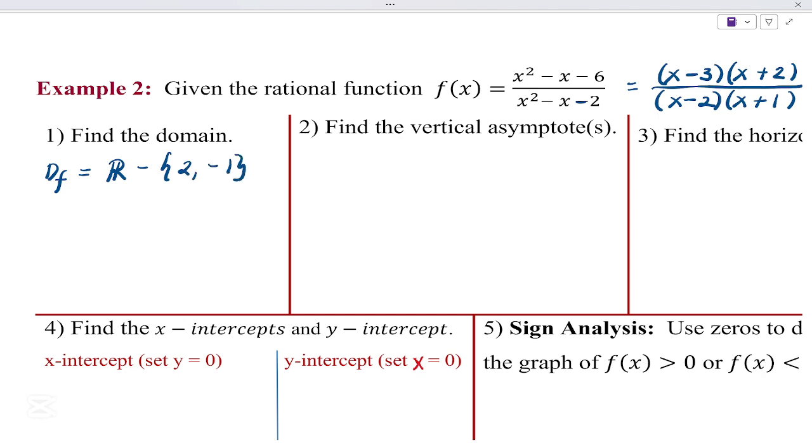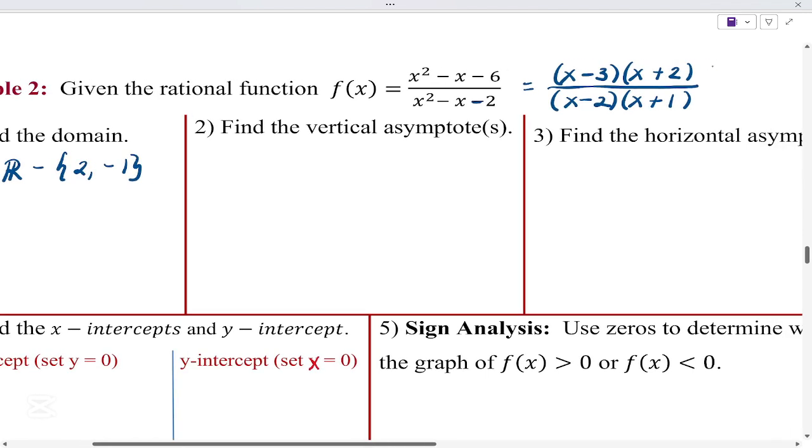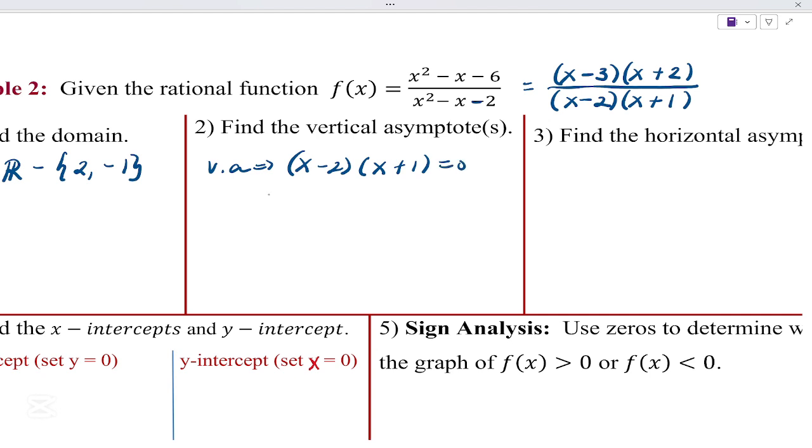And then to find the vertical asymptote, since there's no common factor, the vertical asymptotes are all the zeros of this denominator. And the zeros of the denominator are, we put x minus 2 and x plus 1 equal to 0. So x is equal to 2 and x equal to minus 1. So make sure that you write the vertical asymptotes as 2 equations of lines like this.